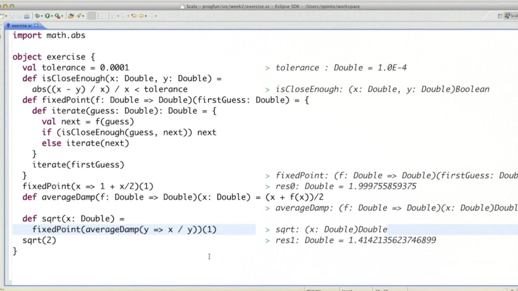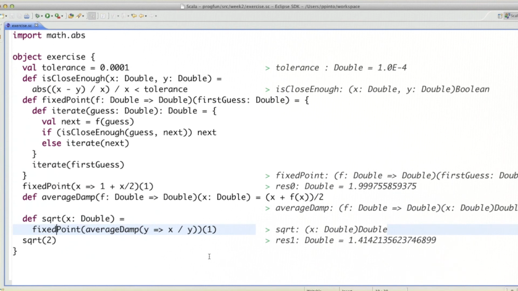So average damp is a function that takes a function, namely this function that is at the root of the square root specification, and it returns another function, namely the function that is essentially the same iteration, but with average damping applied. So it's a function that takes a function to another function.